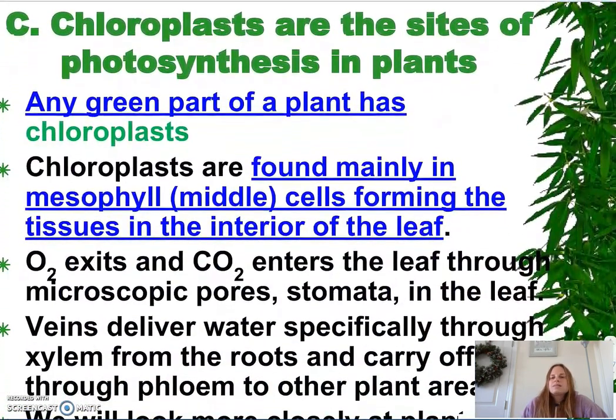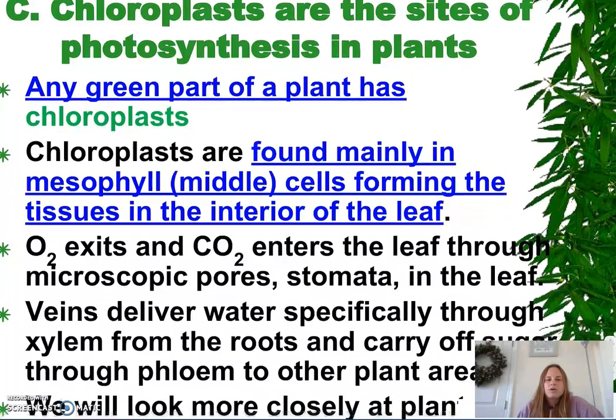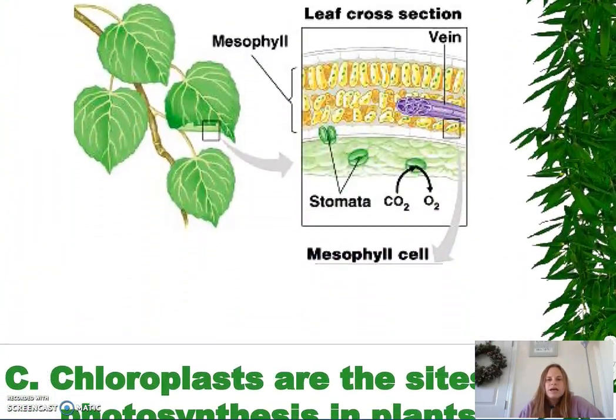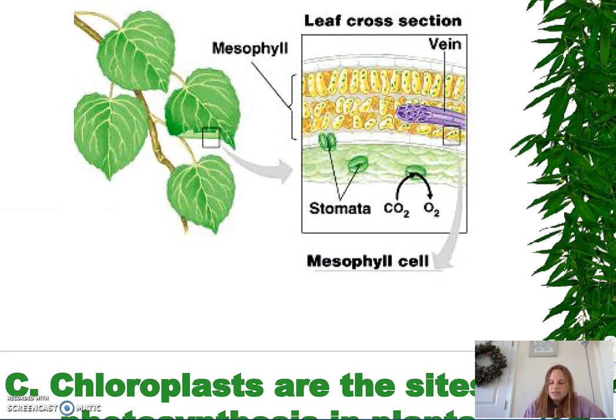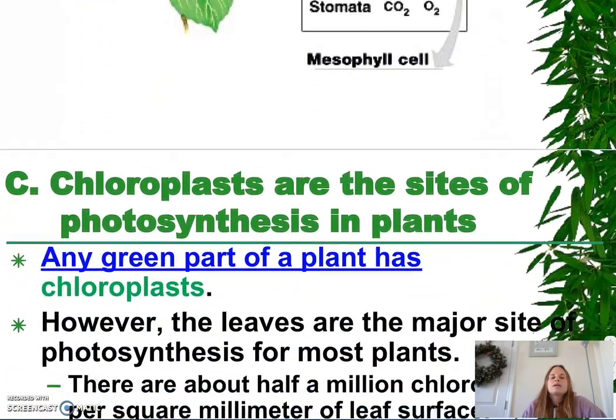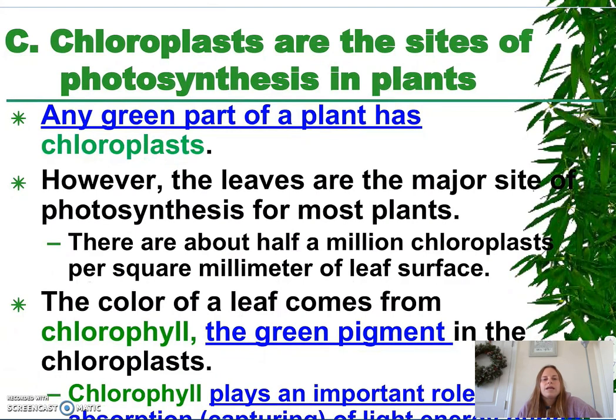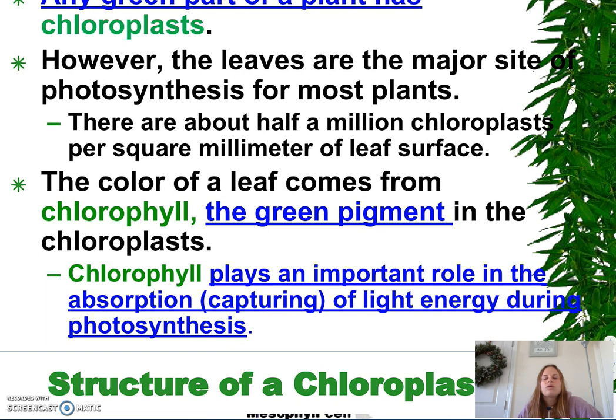So what are chloroplasts and what role do they play in photosynthesis? Well, any green part of a plant has chloroplasts, where chloroplasts are found mainly in the mesophyll or the middle cells, forming the tissues on the interior of the leaf. So the mesophyll is that middle layer where the majority of the chloroplasts are going to be found. So here, if you're looking at a leaf cross section, this is the mesophyll. Remember, you've got your stomates, you've got your xylem and phloem, and that would be located in the leaf. So like we said earlier, any green part of the plant is going to have chloroplasts. Well, what makes it green? It's this green pigment called chlorophyll, where chlorophyll plays an important role in capturing that light energy.